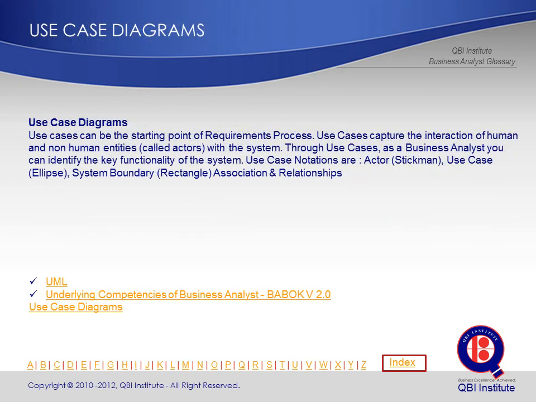Use case diagrams. Use cases can be the starting point of the requirements process. Use cases capture the interaction of human and non-human entities called actors with the system. Through use cases, as a business analyst, you can identify the key functionality of the system. Use case notations are actor, stickman, use case, ellipse, system boundary, rectangle, association and relationships.